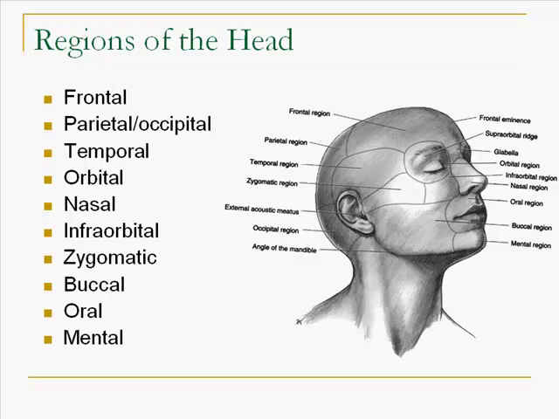Nasal, think of your nose. Zygomatic is your cheekbone. Buccal, that's going to be an important area for us. Buccal region is basically your cheek. You'll find that your buccinator muscle is there. And then the mental region. The mental region is your chin. I always think about when somebody's thinking, they put their fingers on their chin, like, mental.